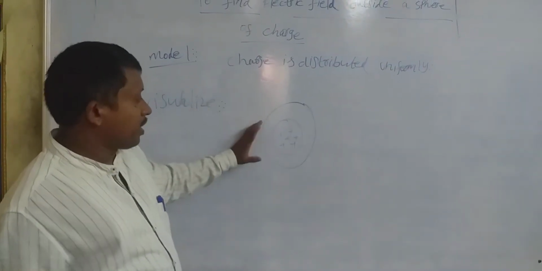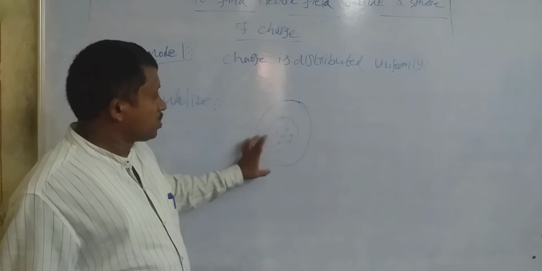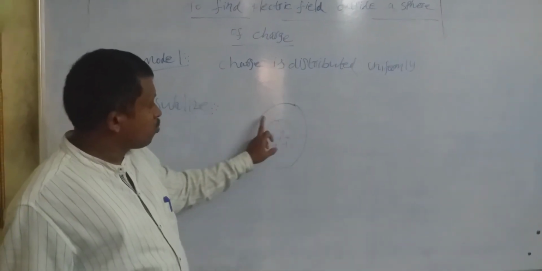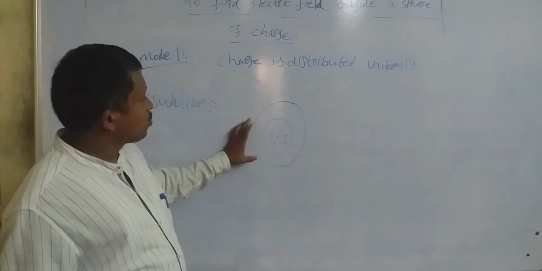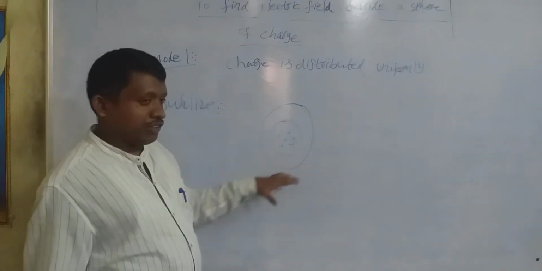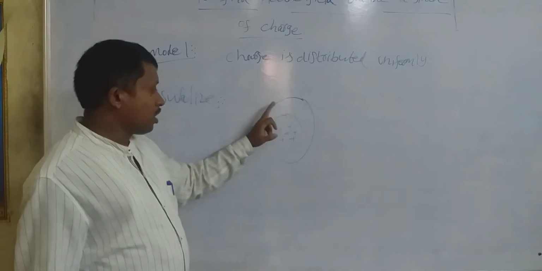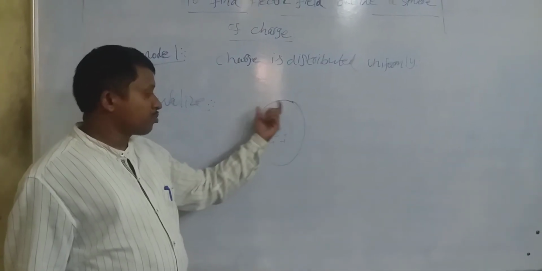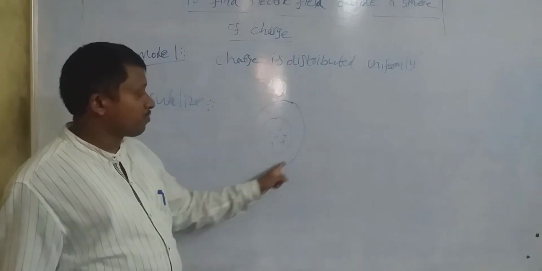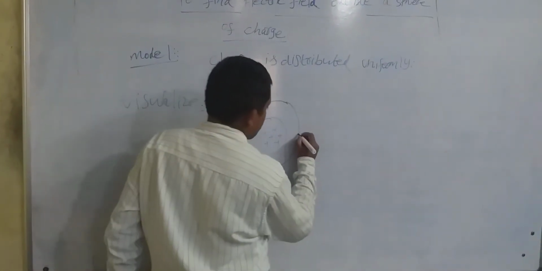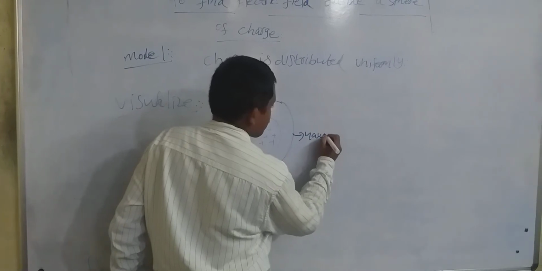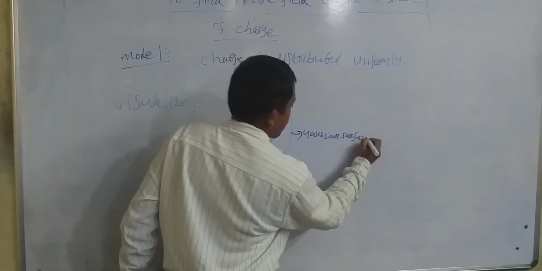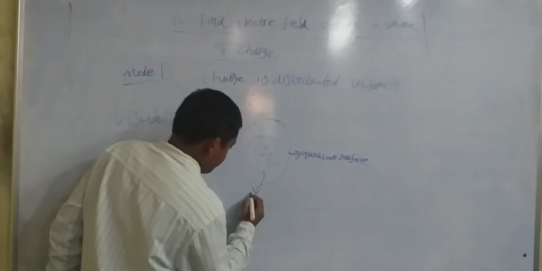Then we have to visualize. First I am choosing this sphere, a positive charge sphere, with the charge distributed uniformly. Now I am going to choose the Gaussian surface. This is the Gaussian surface. I choose it because of the symmetry model, the spherical symmetry model. That is why I am choosing the Gaussian surface like that.